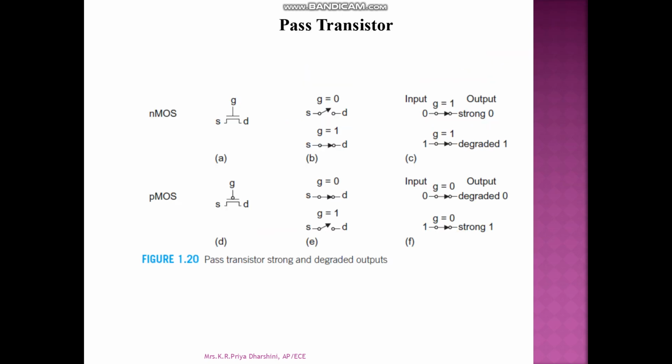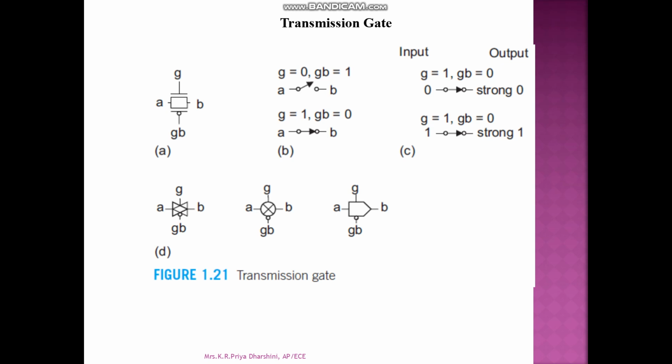But when we compare the NMOS and PMOS transistors, NMOS passes only the 0 strongly, and PMOS passes only the 1 strongly. So when we combine the NMOS and PMOS together, which is called a transmission gate, it passes strong 0 and strong 1. Because of this criteria only, we combine these two, that is the PMOS transistor and NMOS transistor together, which is called a transmission gate.